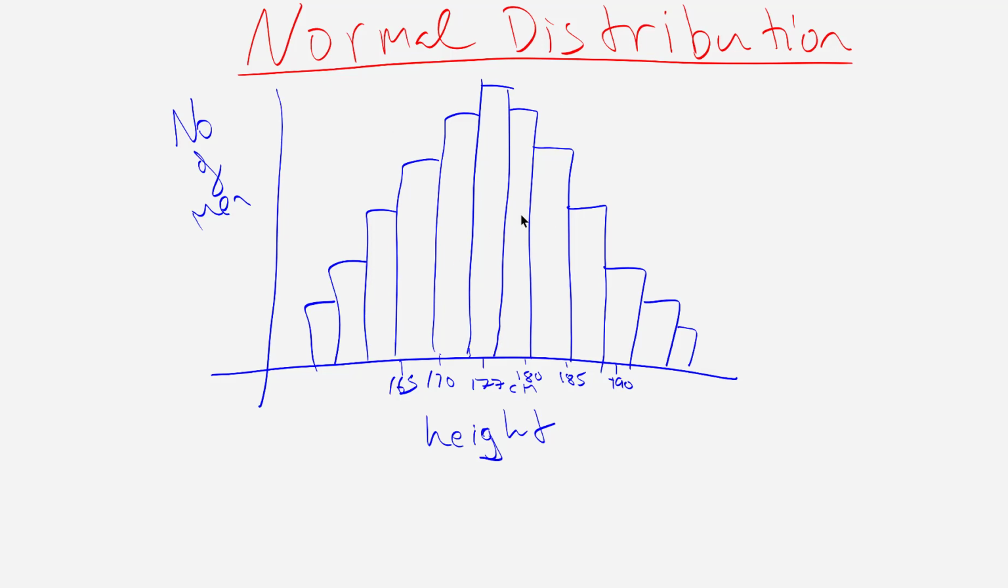So this makes sense, right? There's more men at average height than there is really tall. So all the really tall people are here, and the shorter men are down here. And then in the middle, you have the average. So there's more men around average height, there's less tall men, less short men. And that makes sense. That's normal, hence why we call it the normal distribution.